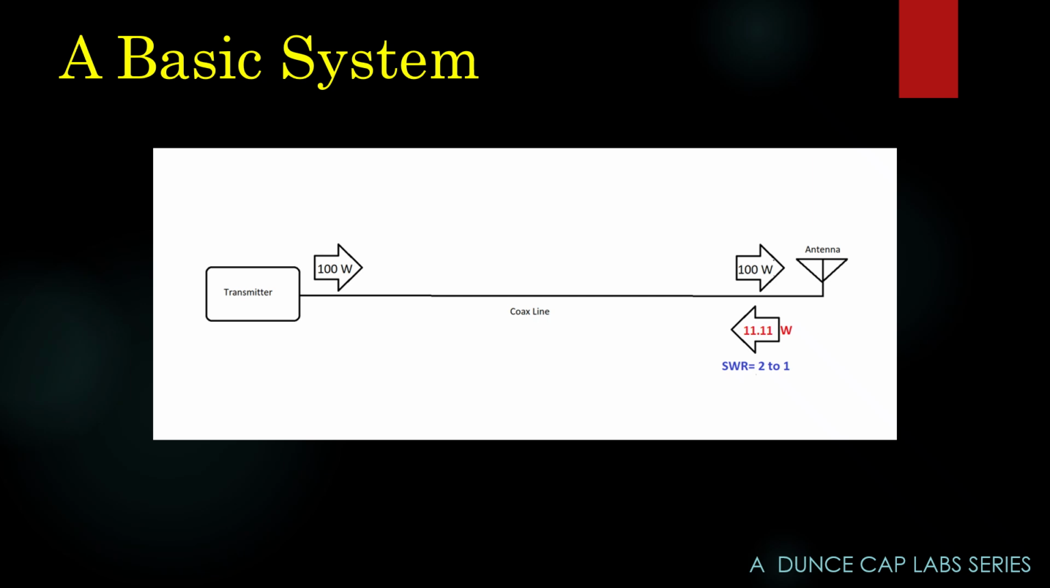But the antenna has a problem. It's reflecting 11.11 watts of energy. That's 11.11% reflected power, which is an SWR of 2:1. If you don't understand SWR, watch my DCL-400 series where I talk about how to calculate what SWR really is. All right, so what we have here is reflected power we don't want.